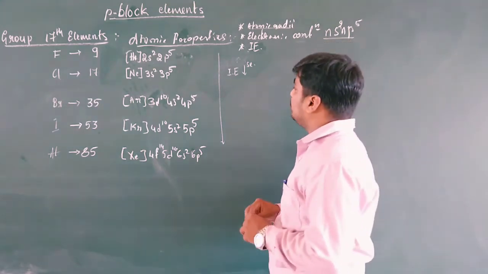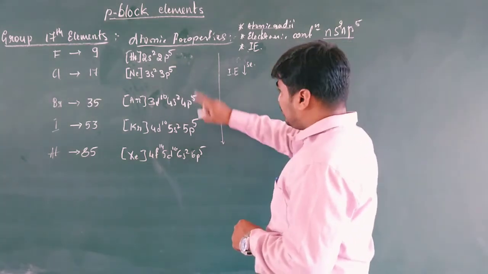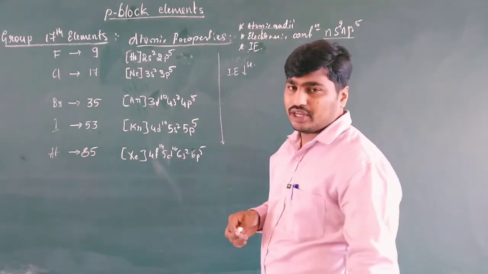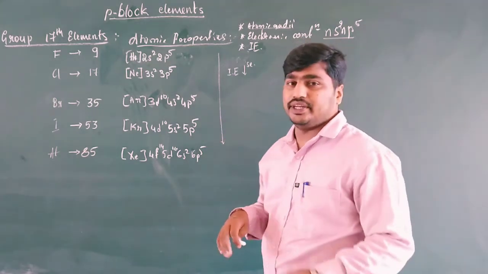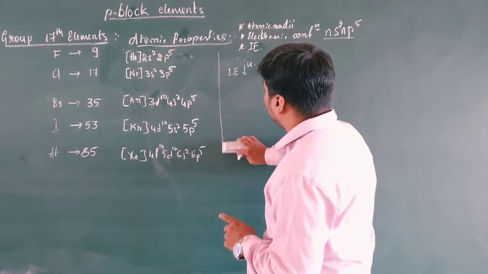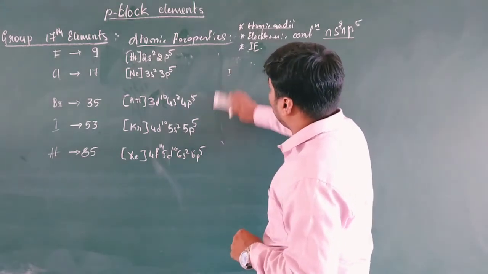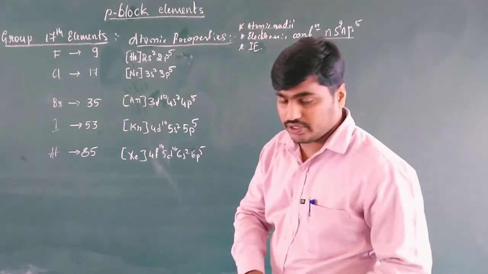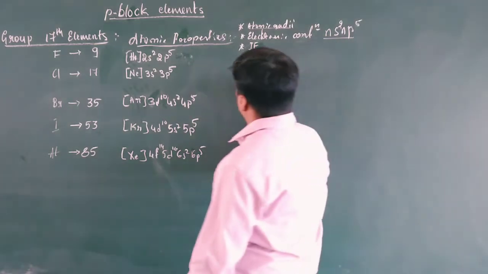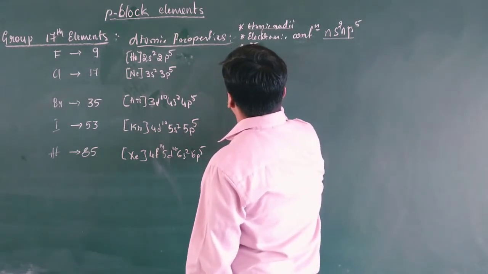Next, it shows more ionization enthalpy along the period in the p block. Okay. Next is electron gain enthalpy. Very important. The electron gain enthalpy of this group is very important.